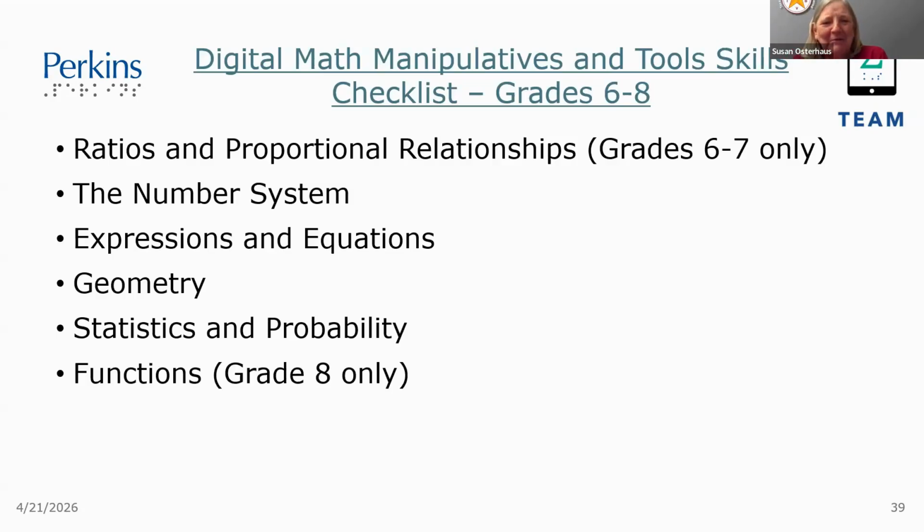All right. So now we're going to talk about digital math manipulatives and tool skills checklist for grades 6 through 8. And we've got our domains here, which are ratios and proportional relationships, but that's only for grades 6 through 7. So that's where you're going to find those. And then we have the number system, expressions and equations, geometry, statistics and probability, and functions, which are in grade 8 only. That's when you're actually starting to get into some algebra.